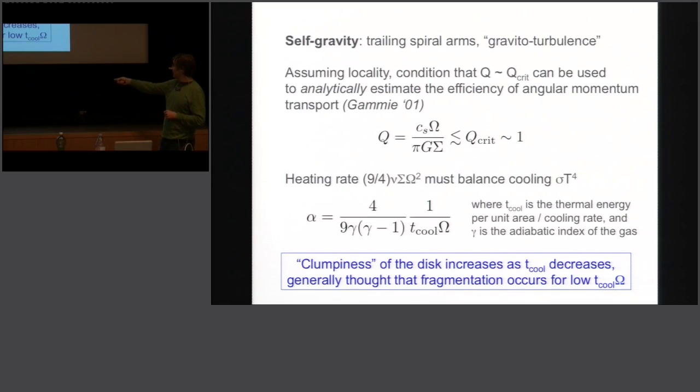And the result then is, yes, that the clumpiness of the disk increases as the cooling time decreases. And generally, it's thought that if you go too far, you won't be able to remain in any kind of even quasi-equilibrium situation, and the disk will just fragment into bound clumps of gas. And those might eventually end up as brown dwarfs, or perhaps in some extreme cases, they might end up as giant planets. So as we'll perhaps hear later, if the cooling time is low enough, where the relevant parameter is this cooling time multiplied by omega, the expectation is that that would lead to disk fragmentation.